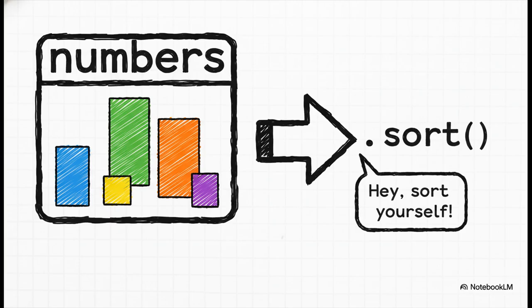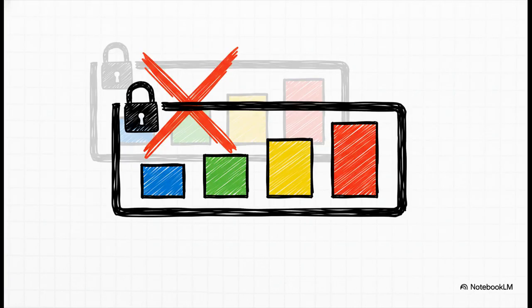It couldn't be easier. You just take your list, in our case, numbers, and you call the method right on it, with a dot. See that? numbers.sort. You're basically telling the list, hey, sort yourself. And when we check our numbers list again, boom, it's perfectly sorted.